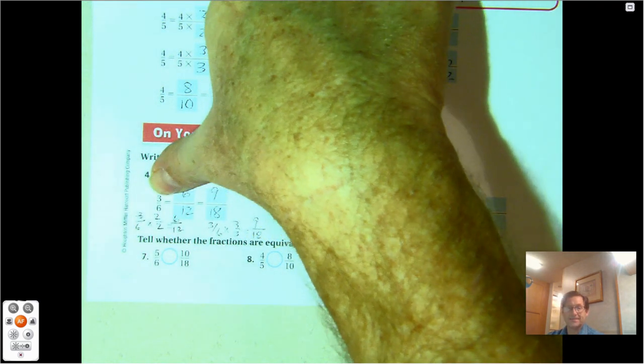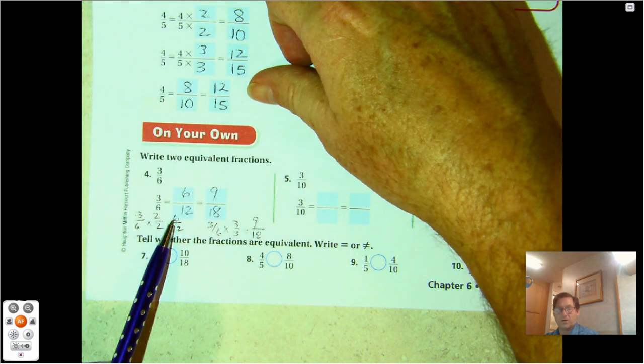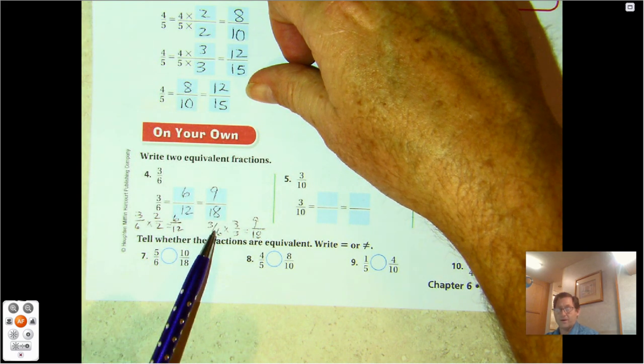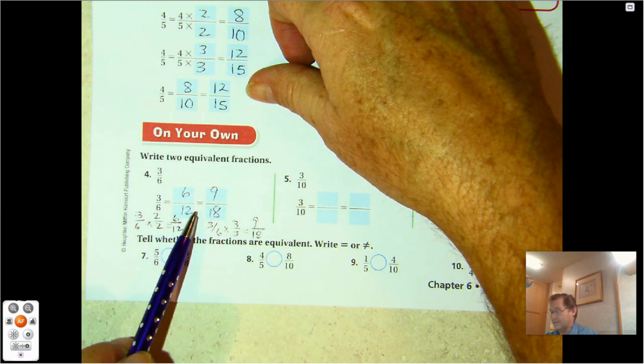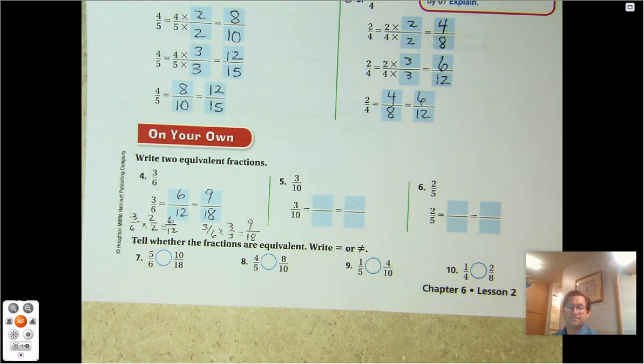Oh, you mean we're counting by 3/6? 3/6 plus 3/6 is 6/12. 6/12 plus 3/12 is 9. I'm sorry, 3/6 plus 6/12 is 9/18. So we're doing multiples of that fraction, basically. 2 sets of 3/6 is 6/12. 3 sets of 3/6 is 9/18.